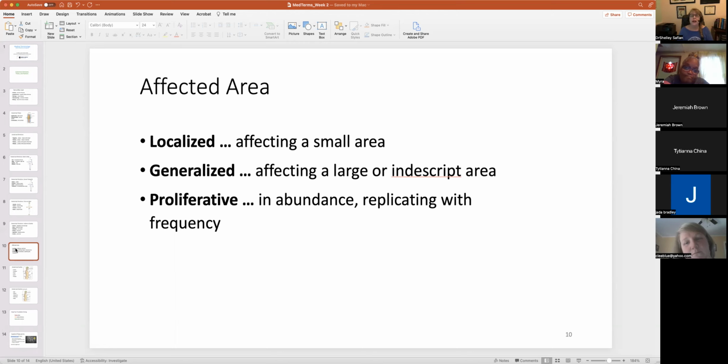Make sure you stay up on your preventive care. Preventive care and early diagnosis will prevent something inside from replicating with frequency.